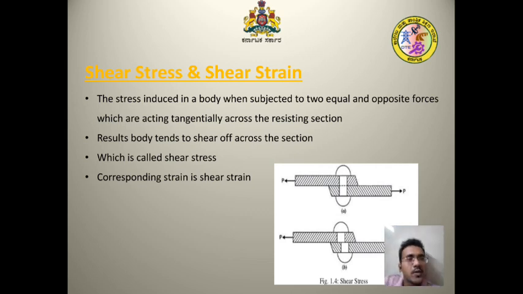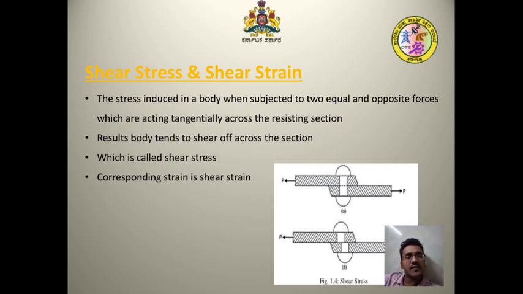Once you apply the load equally and gradually, what happens? Due to the enormous action of the load, it alters the grain structure inside the material so that the material will be sheared. The moment when the body tends to shear, it is called the shear stress, and corresponding to this, it is shear strain.